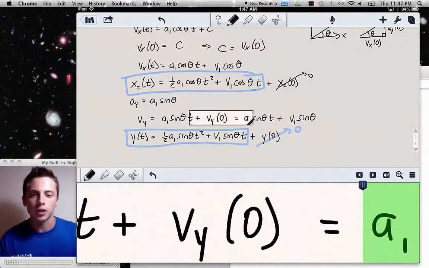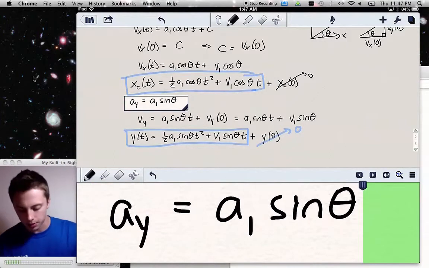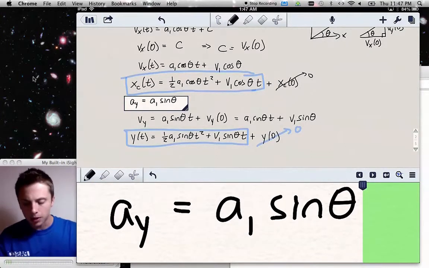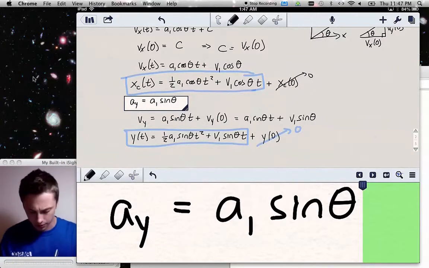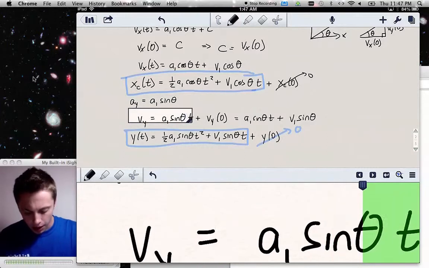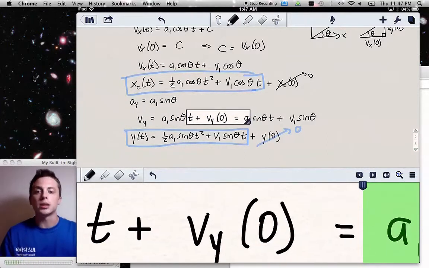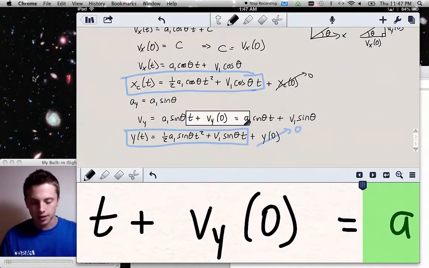Sorry. Proceeding, we now need y as a function of time. So to get it, we start with the acceleration in the y direction. Ax was a1 cosine theta, so ay is a1 sine theta. Vy will be a1 sine theta t plus the initial vy by integration. So we're integrating this, right? And this is a constant of integration.